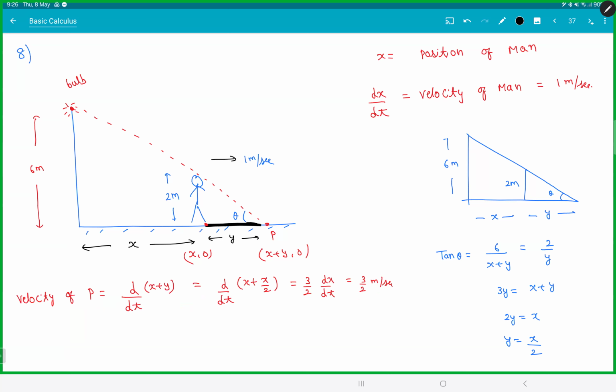And you want to find the rate of change of the length of the shadow. So you are indirectly asking me, what is dy by dt? y is the length of the shadow. But what is y? x by 2. So that is half of dx by dt. That is half meter per second. So every second, the shadow length is increasing by half a meter. Is this making sense, everyone?